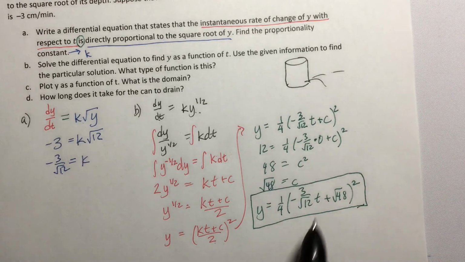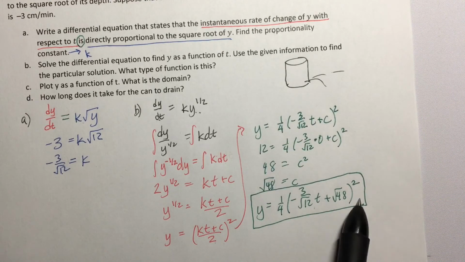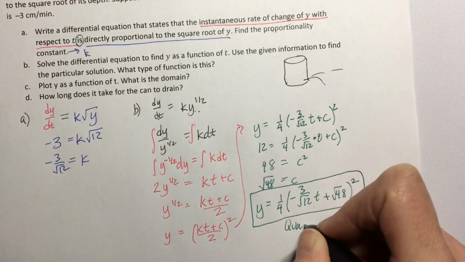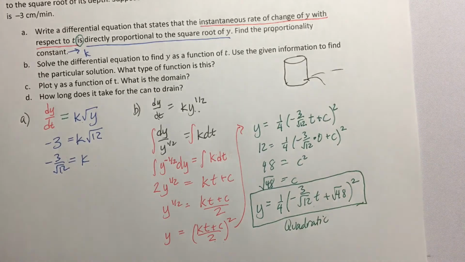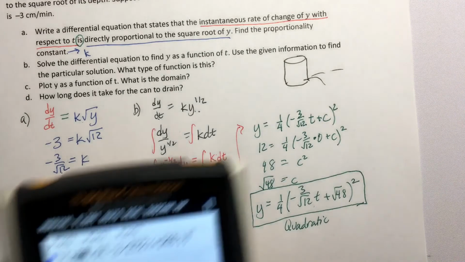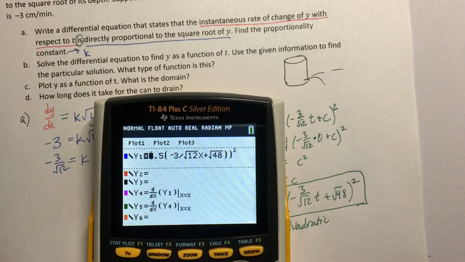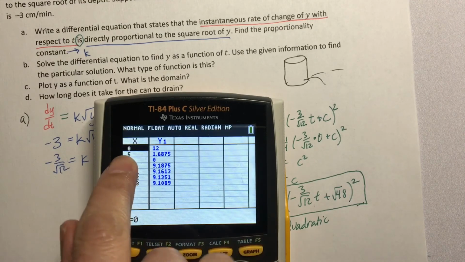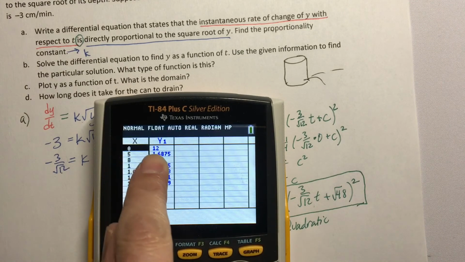So that's part B. And looking at this, it's a quadratic. So answering the question of what kind of function it is, it's quadratic. Okay, plotting this as a function of t. I've already put this into my equation. I know it looks a little different, but I have this in my y equals. I looked at the table to check some things. Namely, at time 0, is my depth 12? Yes, it is, so that's good.